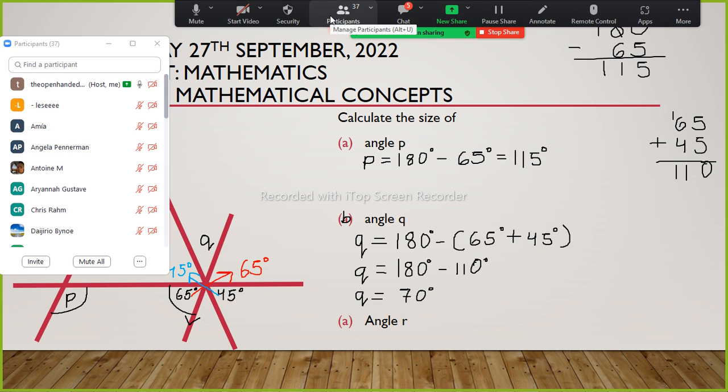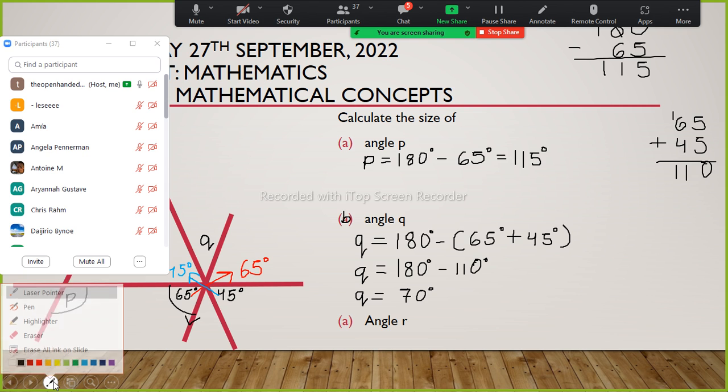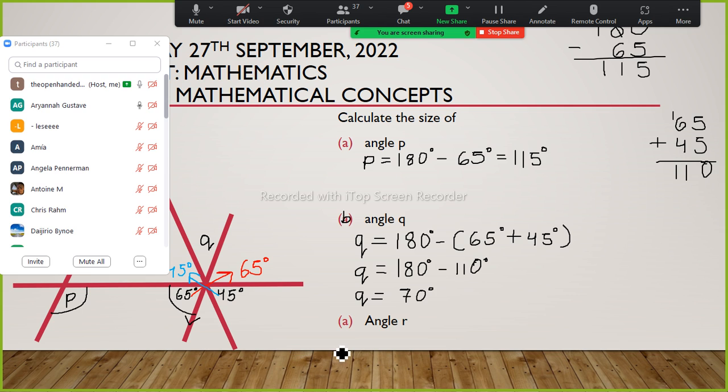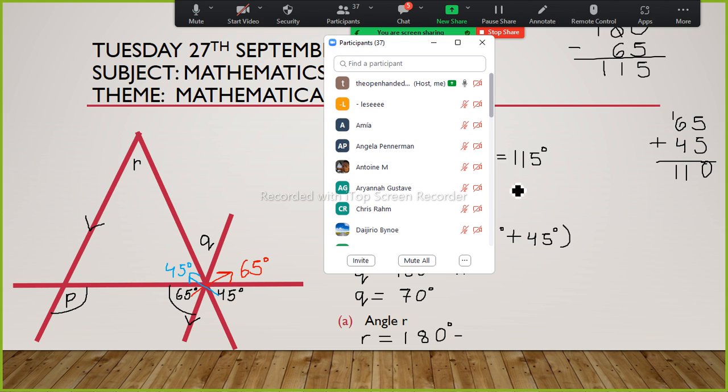Okay. Next up is angle R. How are we going to get that one? You have to subtract from 180 degrees, open bracket 65 plus 45, close bracket, if I'm right. If you're right. All right.